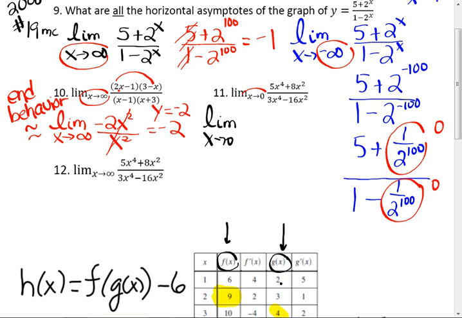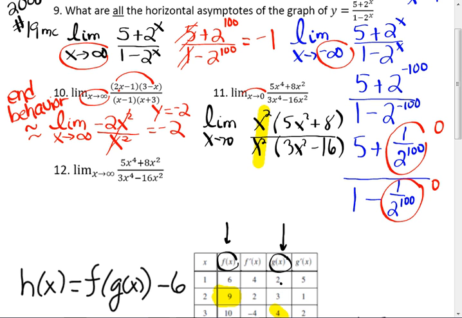Let's always do greatest common factor first. X squared, and I'm left with 5x squared plus 8. Did I do that right? Take out an x squared here. I'm left with 3x squared minus 16. Where's the hole? What factors cancel, that's going to be the hole. So this is the hole.